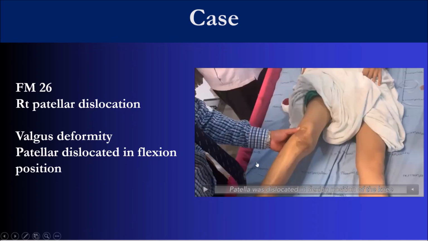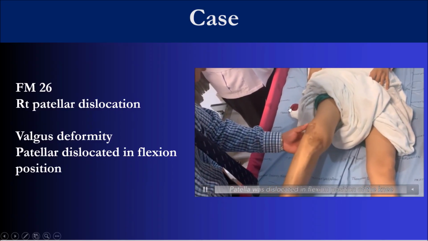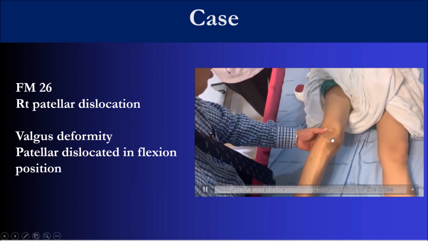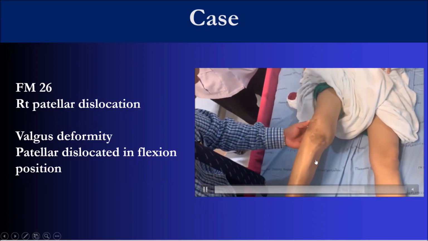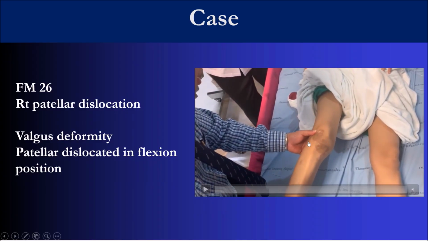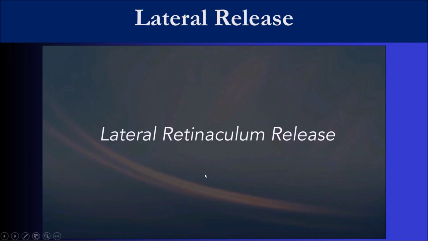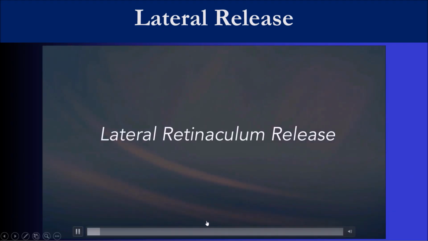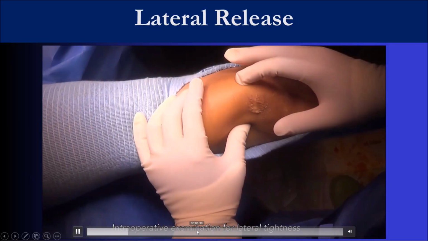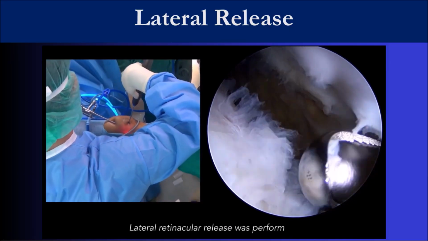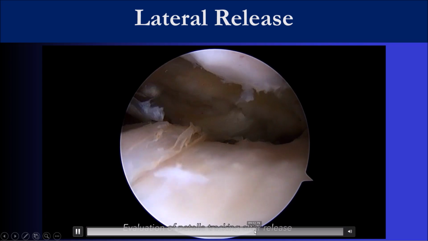So the last patient, this is a 26-year-old, she had patella dislocation. You see that she has the valgus deformity, right? And the patella is dislocating in flexion. So that means the patient has a very tight lateral retinaculum, and also femoral anteversion of more than 30. So we have to do the lateral release first, okay? First, we get in and do the lateral release using arthroscope, okay?